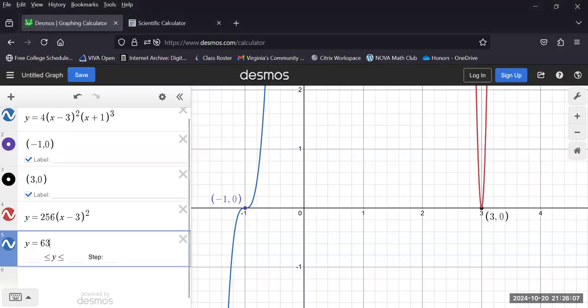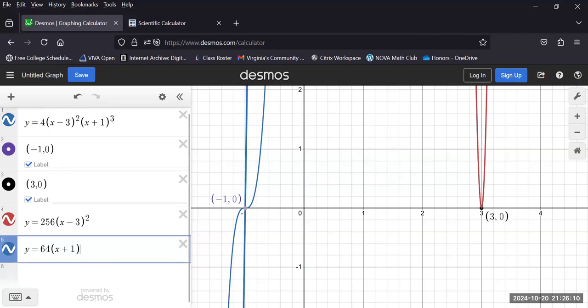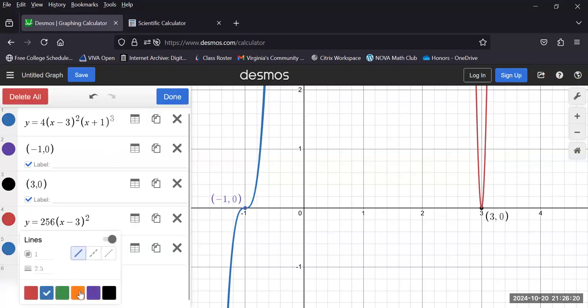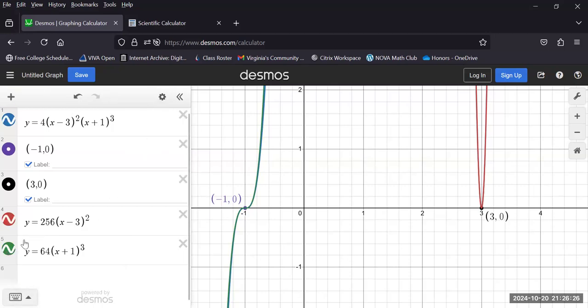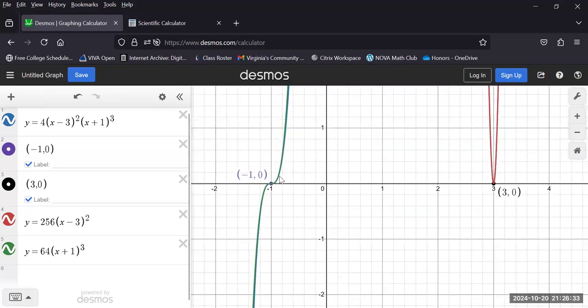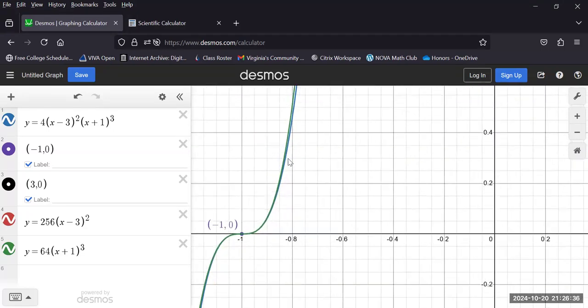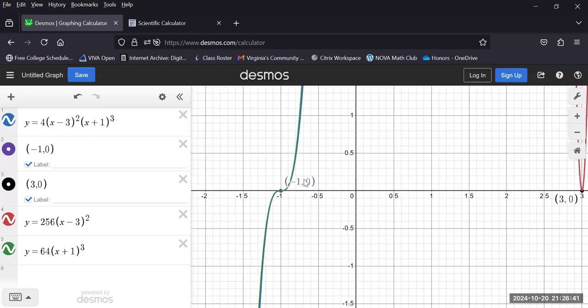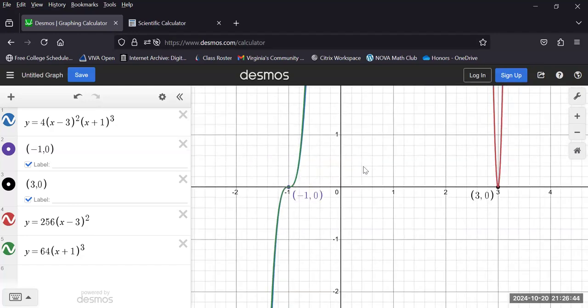It's 64 times (x plus 1) to the power 3. And there it is, right? I'm going to put this in a different color so you can see the difference. I'll put this in green. So there's the original polynomial, and turning this on, you see there is some difference there, but like I said, it's a very good approximation around the root.